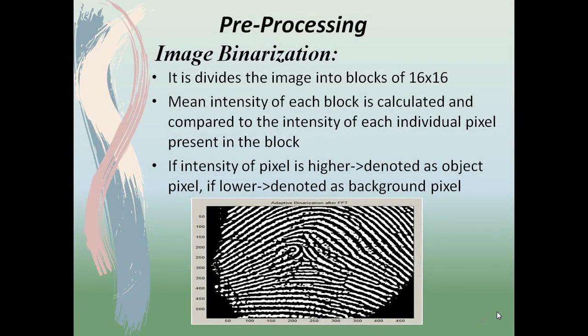Now let's talk about the second substage, which is image binarization. What image binarization does is it divides the image into blocks of 16 by 16. Now we calculate the mean intensity of each block and we compare it to the intensity of each individual pixel present in the block. If the intensity of the pixel is higher, then we denote it as an object pixel, and if it's lower, it's a background pixel. So image binarization is used to convert the image into binary format by dividing it into 16 by 16 blocks and then finding out object pixels and background pixels.